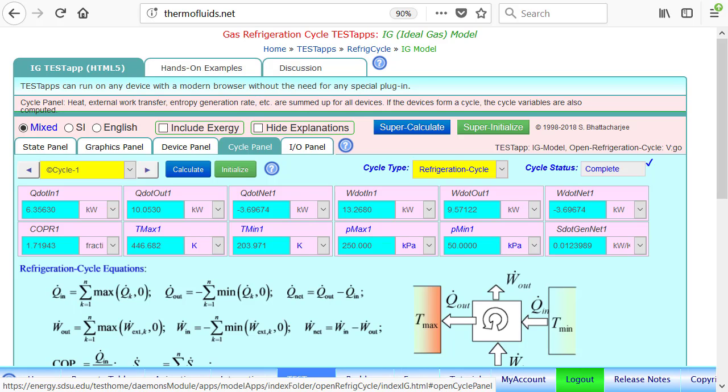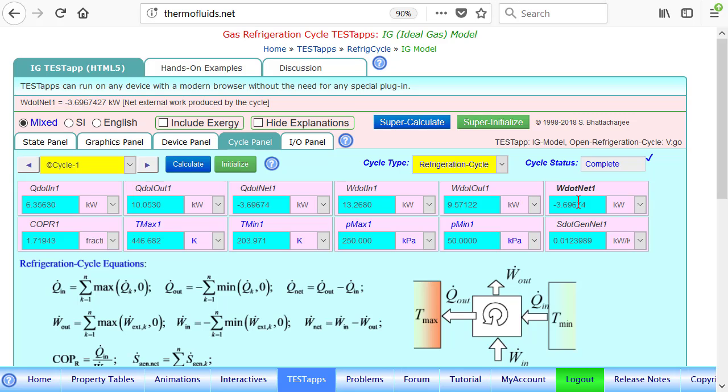Cycle panel obviously puts everything together, and we got all the W.net is here. This is how much net power is required. It's negative because it's required. The COP of the refrigeration system is found to be 1.719.